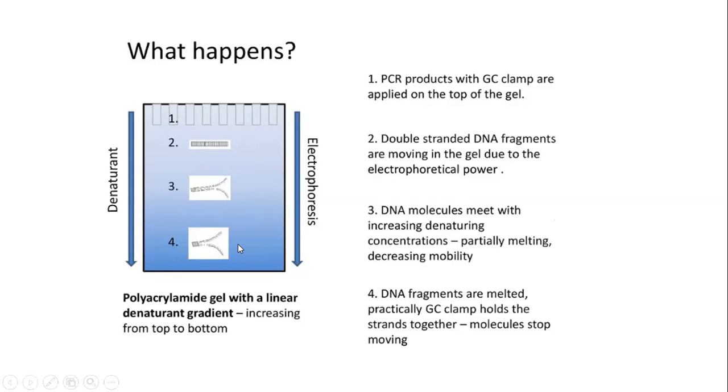When these are separated, the molecular conformation is changed, so that the movement through the matrix pore is hindered by its structure, and thus they decrease their mobility. The DNA fragments are melted partially. The GC clamp holds the strand together, and this is very important for the molecular banding pattern generation.